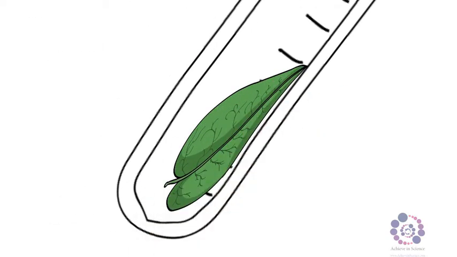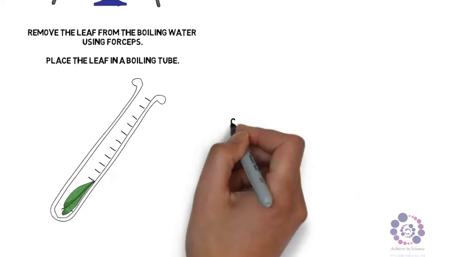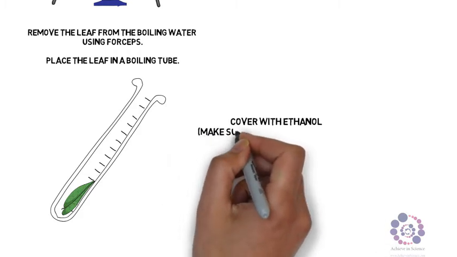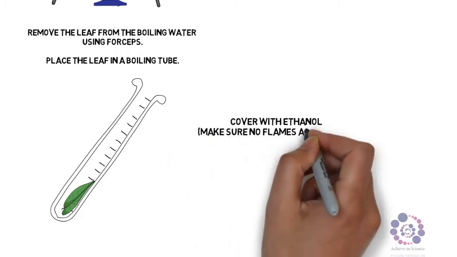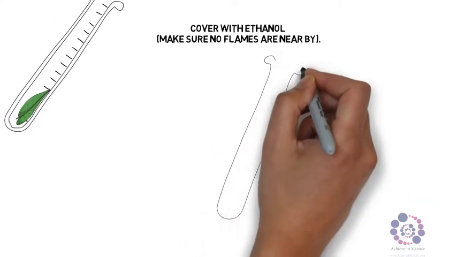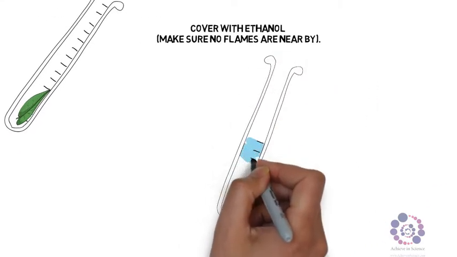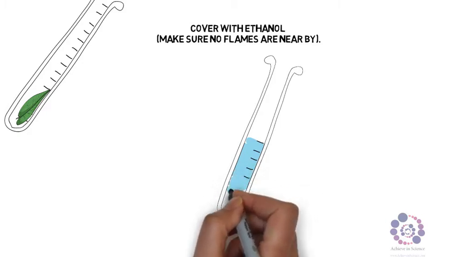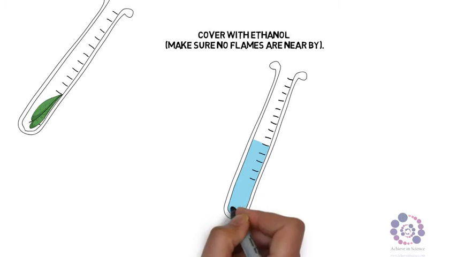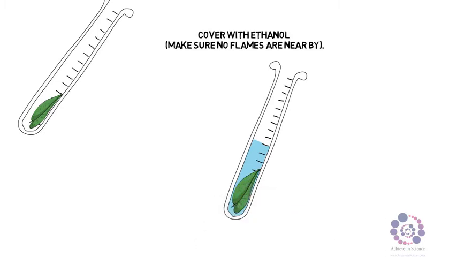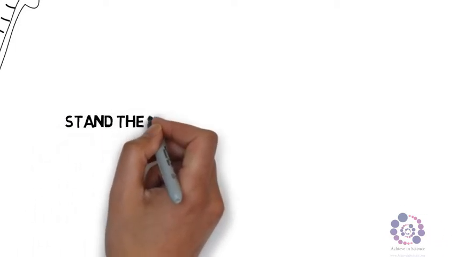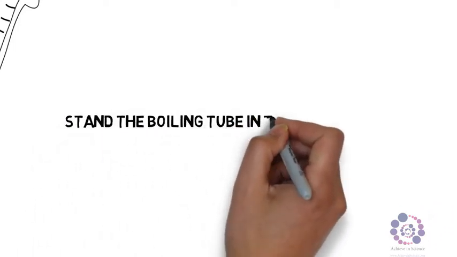Next, ensuring that your Bunsen burner is switched off, you're going to cover that leaf within ethanol. You're going to make sure your Bunsen is switched off because ethanol is highly flammable. So once the leaf is covered with the ethanol, you can then place that boiling tube back into the water bath, making sure, again, the Bunsen is not switched on. Just the heat from the hot water is good enough to cause the next part.